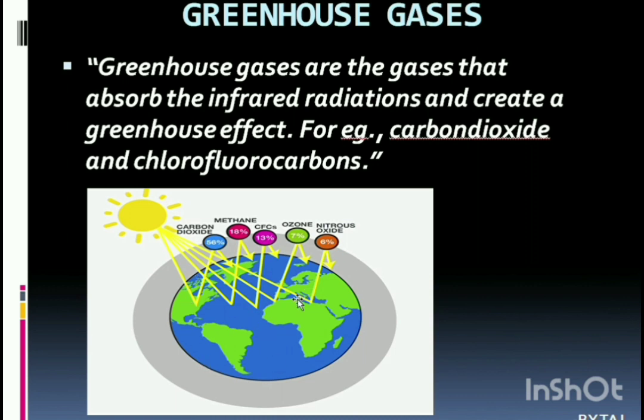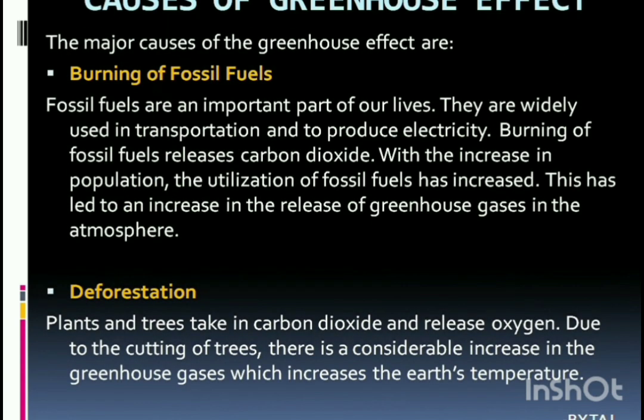When this process occurs naturally, the natural greenhouse effect is very useful for the organisms that live on the earth. What happens if it becomes artificial? That is the enhanced greenhouse effect. So these are the main causes of how the greenhouse effect occurs.